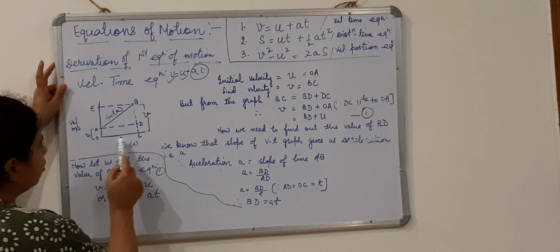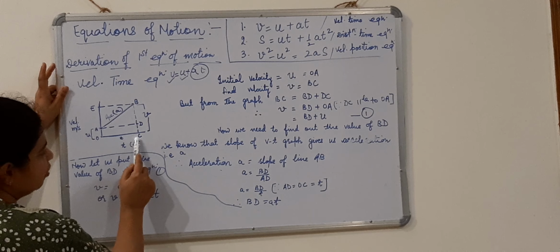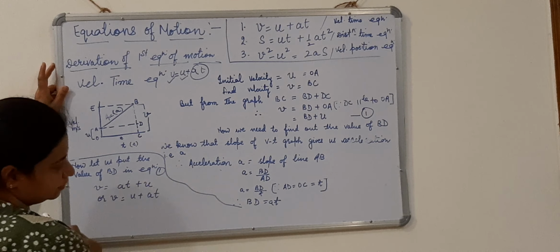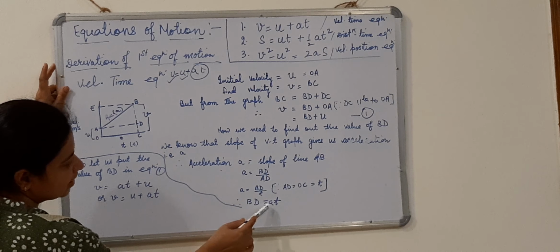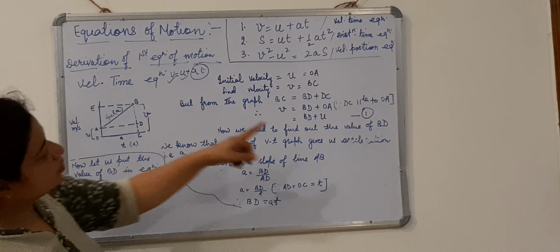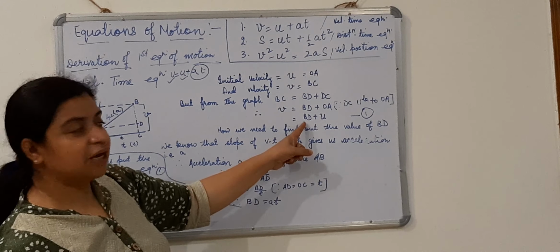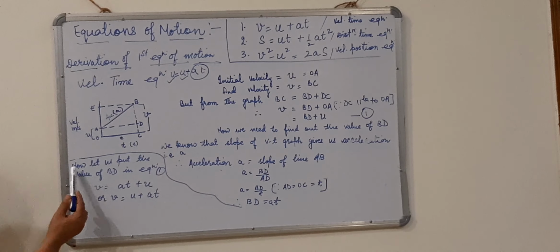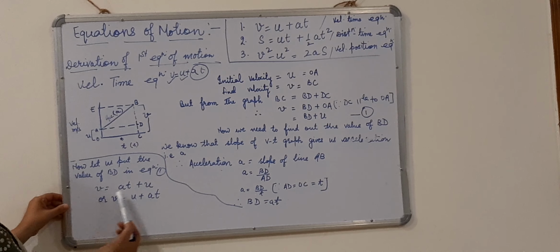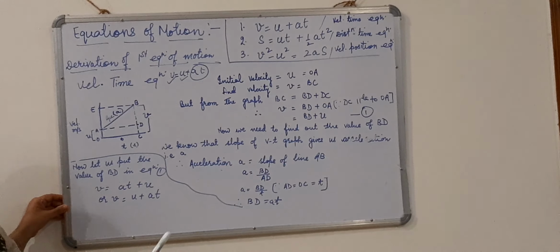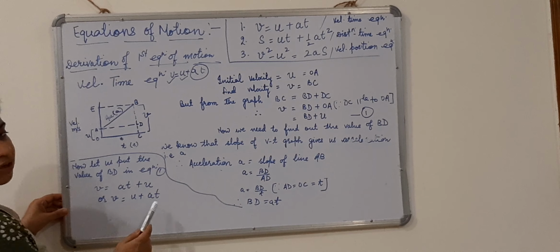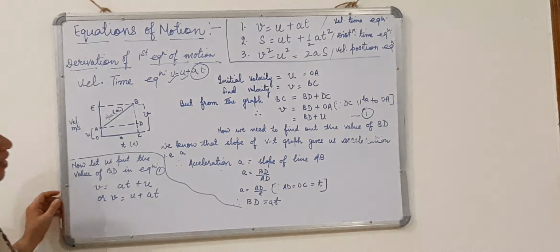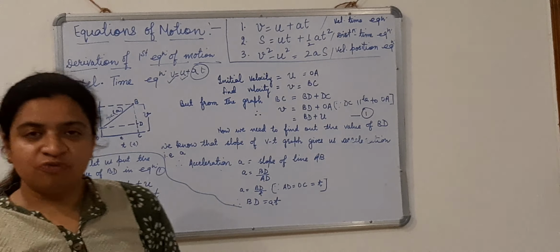AD we know, I have already told you, AD is equal to OC, that is equal to T. Now if I take this T here, I get the value of BD. BD is equal to AT. Now I will put the value of this BD in equation 1. In place of BD, what can I write? I can write AT. So V is equal to AT plus U, or V is equal to U plus AT. This is how we derive the first equation of motion.